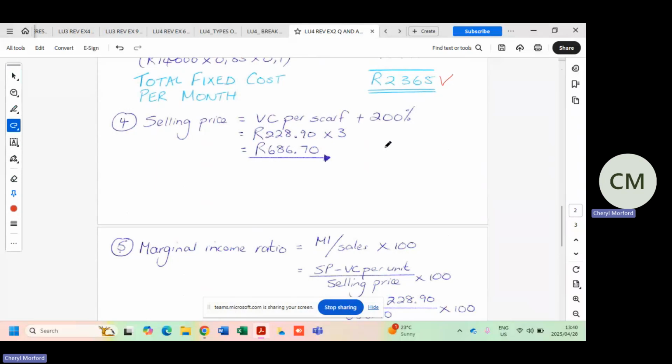Just be careful here. Don't multiply by 2 because we are adding it on to variable cost. So either you can find 200% and add it, or in one single step, you can multiply it by 3. So therefore, the selling price per scarf amounts to 686 Rand and 70 cents.